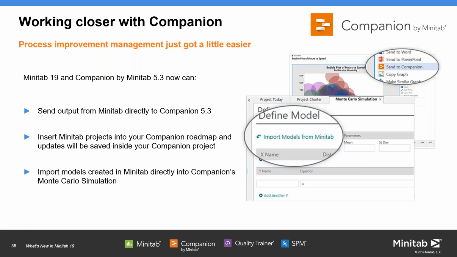We'll be able to insert Minitab projects right into our Companion roadmap, and those Minitab projects will become part of the Companion project file. And the other great improvement is in Monte Carlo simulations. This is my favorite personally. Now we can import models from Minitab 19 directly into Companion to use for simulations. Before Minitab 19, you would have had to manually enter your transfer equation into Companion to start the simulation, but now you can directly import your models from Minitab 19 files.